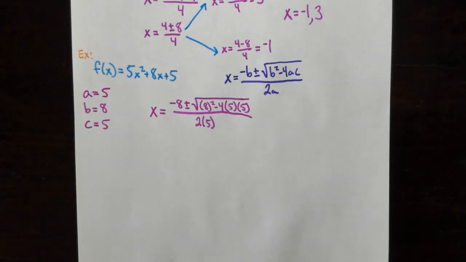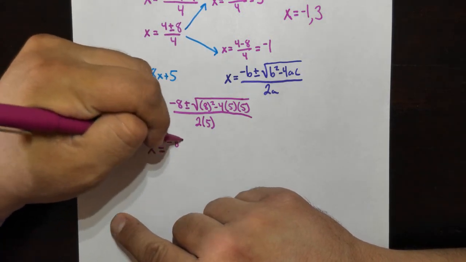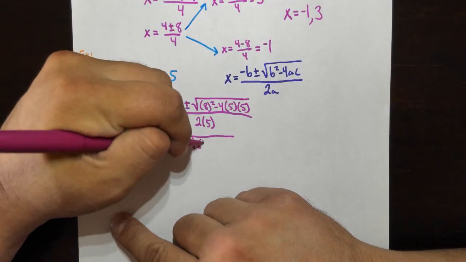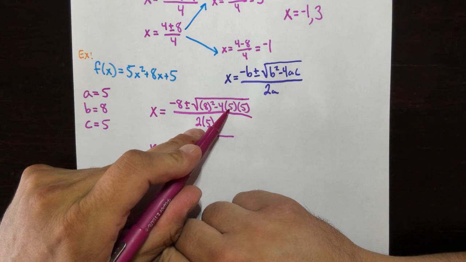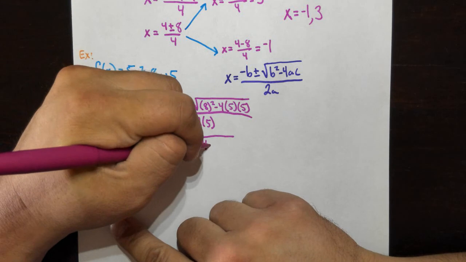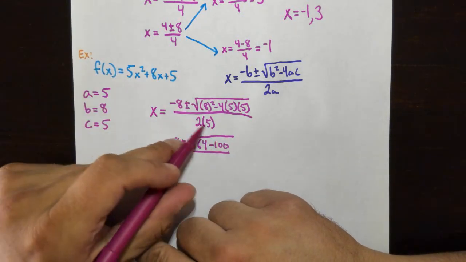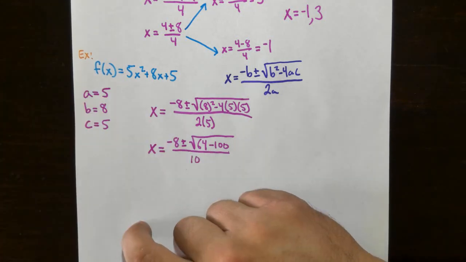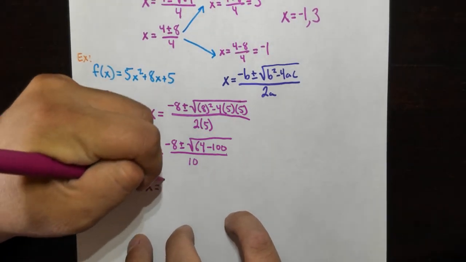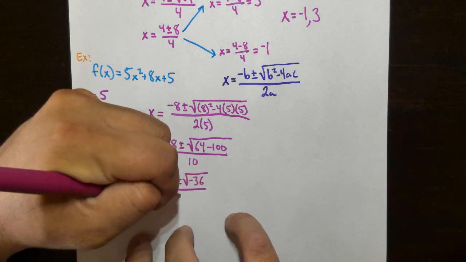And then now it's time to simplify. So x equals negative 8 plus or minus the square root of 8 squared is 64. Negative 4 times 5 is negative 20. Negative 20 times 5 is negative 100, so minus 100, all over 2 times 5 is 10. We'll continue simplifying under the square root. So x equals negative 8 plus or minus the square root of negative 36 over 10.